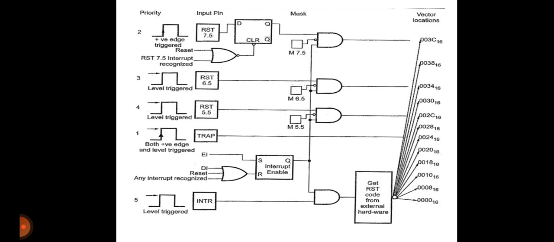As you can see in the figure, the interrupt structure of 8085 is designed to respond to edge triggering, level triggering, or both triggering methods. We will see them one by one.